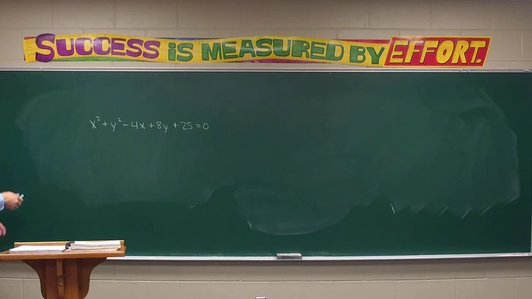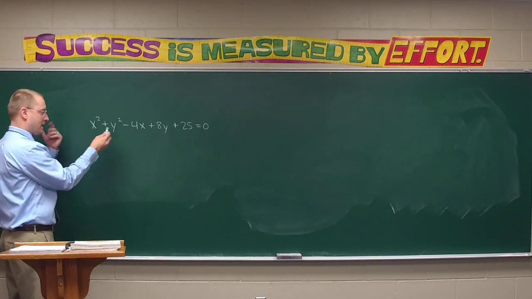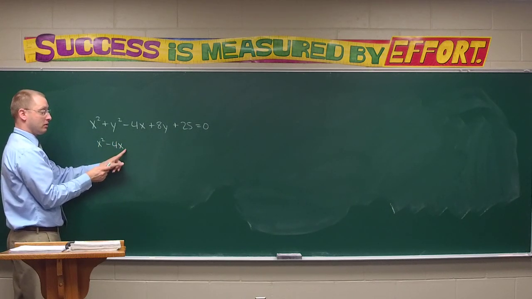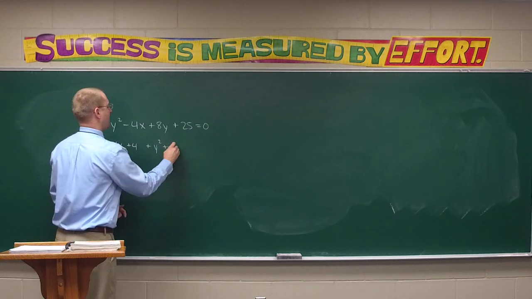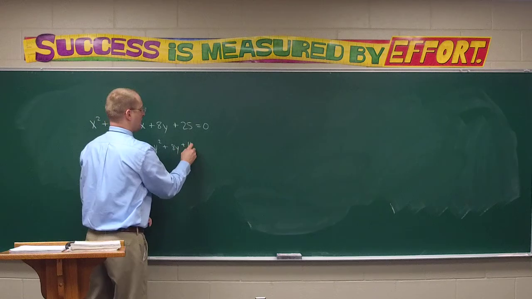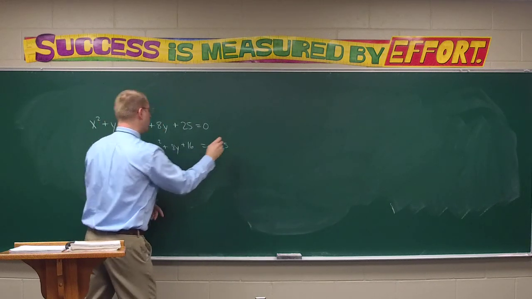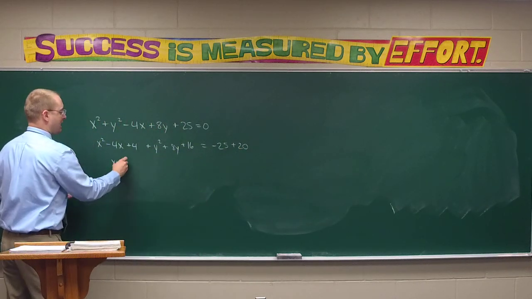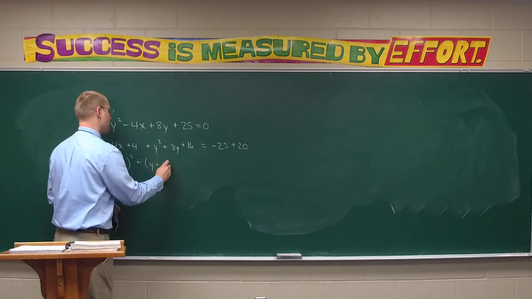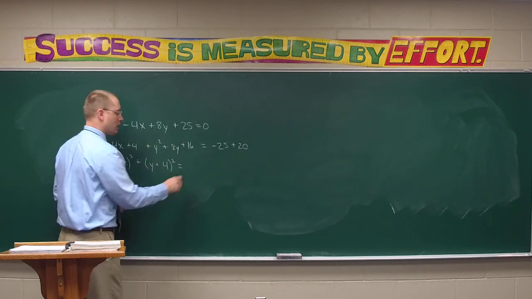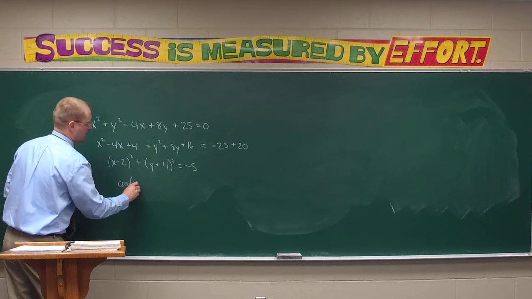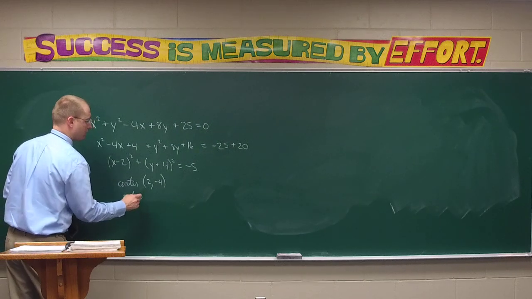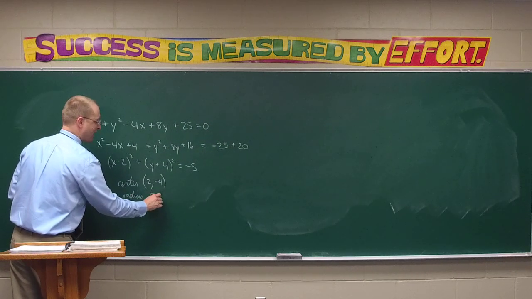Let's show why not. Again, to start out, we group the x's and y's. So x squared minus 4x, plus 4, plus y squared plus 8y, plus 16, equals, I'm going to have to kick out the 25 as a negative, but I'm going to add to the other side, class, 20. And of course, this gives me x minus 2 squared plus y plus 4 squared equals negative 5. So that means the center, class, is 2, negative 4, and the radius is the square root of negative 5?